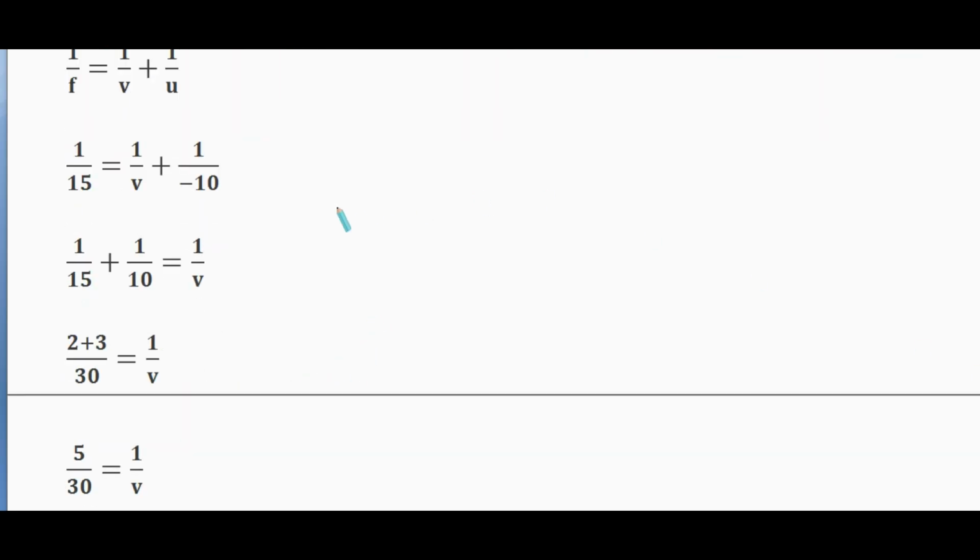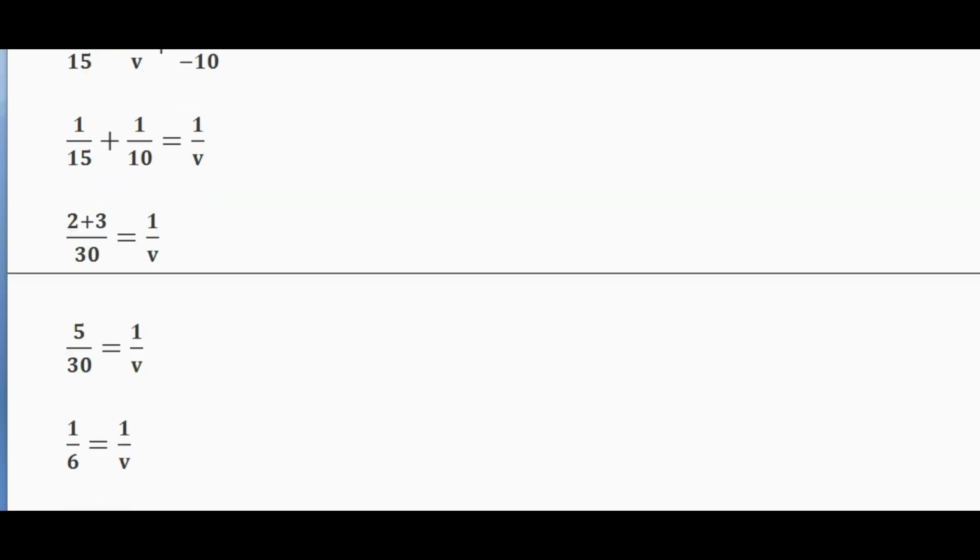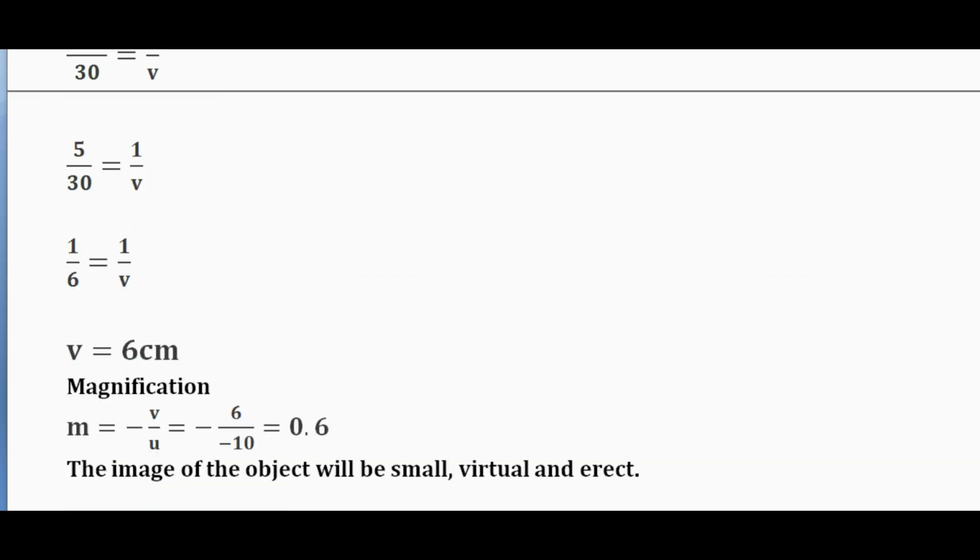On transposing this part 1 upon minus 10, it is 1 upon 15 plus 1 upon 10, and taking LCM of 15 and 10, we get 30, and by adding 2 plus 3 equal to 5 upon 30, it is 1 upon v. By dividing 5 by 30, we get 1 upon 6, and now v equal to 6 centimeter.